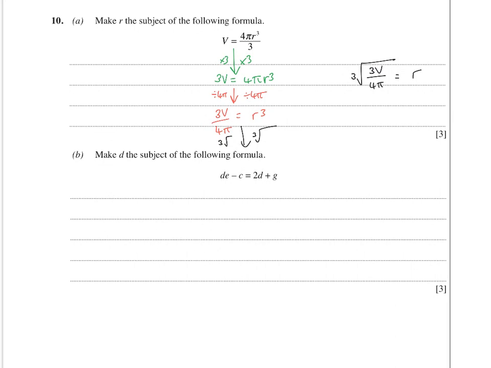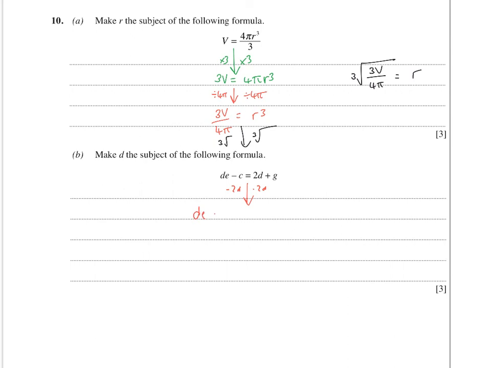Next one's probably easier. Again, these are both pretty tricky. We're looking at firm B grade tasks here. This isn't the easy stuff. To make D the subject of the formula means get D on its own. So I've got D's on both sides. Can you see here, I've got a D and an E there and a D there. So I've got to get the D's on one side. So I'm going to take 2D off each side.